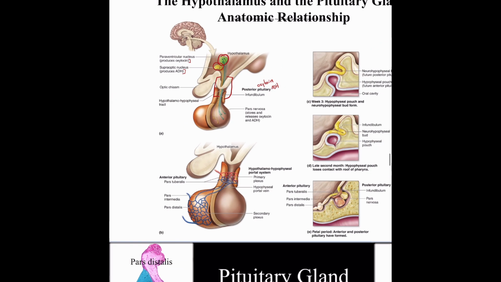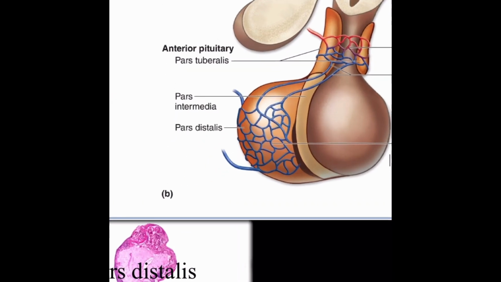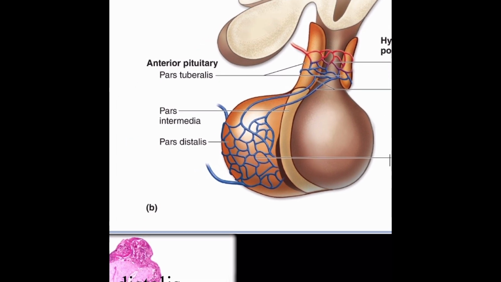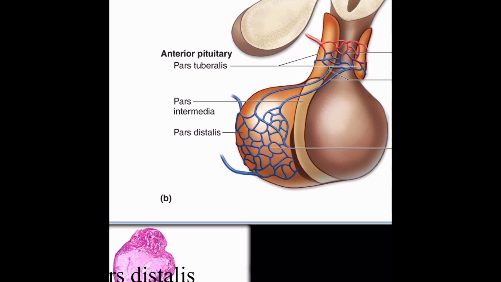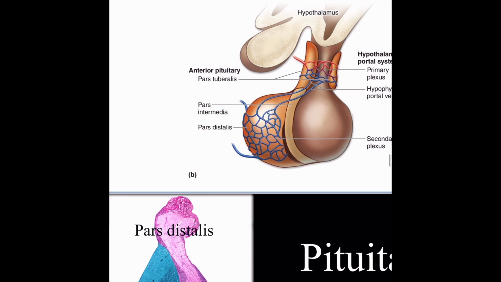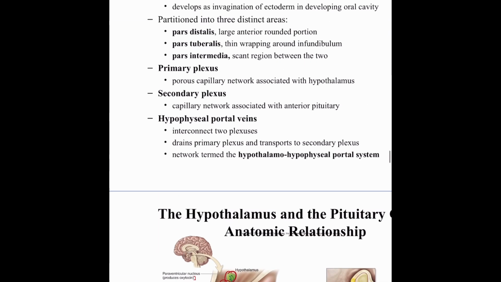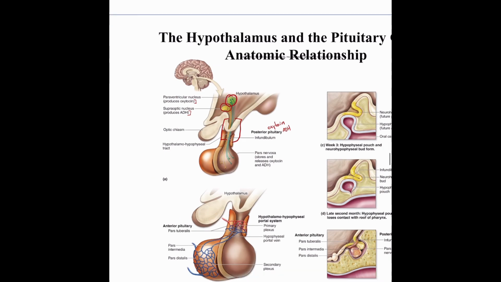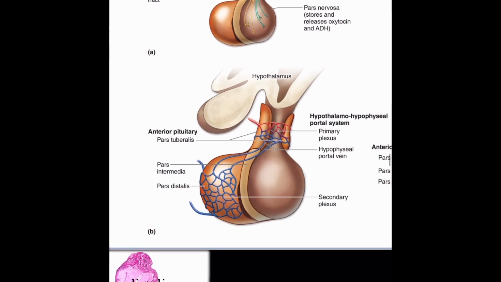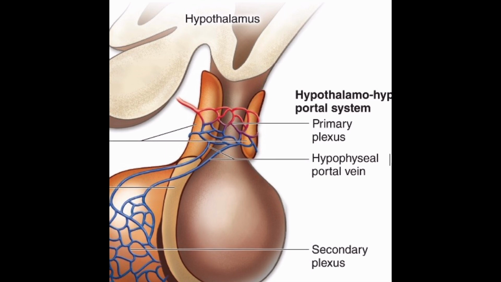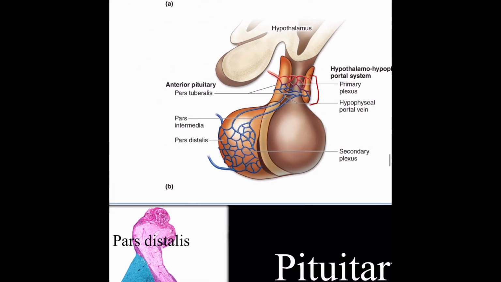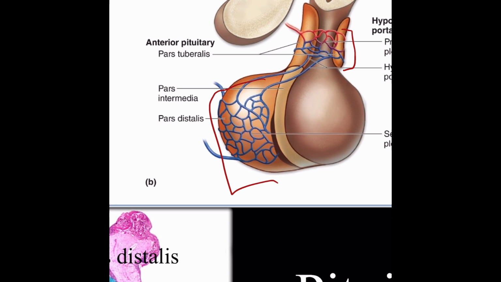Whereas the anterior pituitary, which is not neural, has capillary networks, and it has primary and secondary plexuses, where your primary plexus is on the infundibulum, and your secondary plexus is on the anterior pituitary. So just be familiar with those.